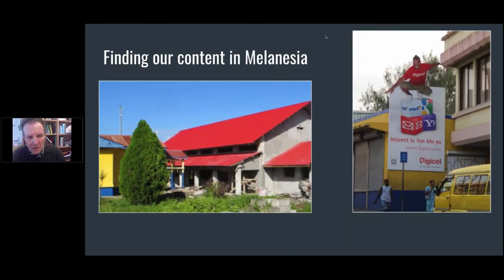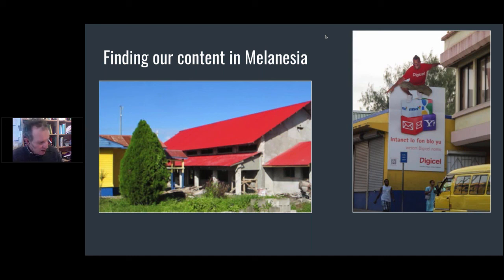So ultimately we do want to get this material out to the Pacific, and what's amazing really is that now most people in the Pacific have mobile phones and are accessing the internet. On the right you can see a poster for the internet on your phone in Port Vila in Vanuatu. And on the left you can see a church, but above the church there's a mobile phone tower, which is now the way that people are accessing all this kind of information.